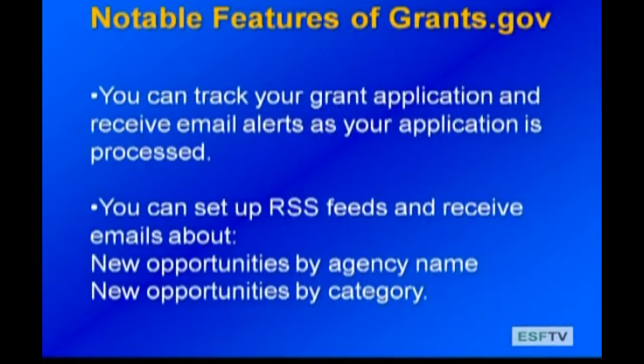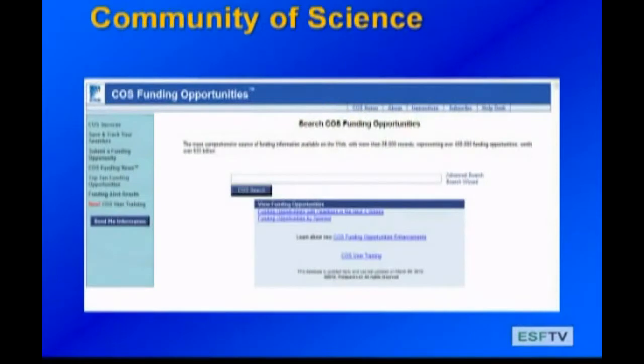Another neat feature of grants.gov is that you can set up what are called RSS feeds so that you can be automatically emailed when there's new opportunities by an agency name or by a category. And this is something that you would set up. You would go to grants.gov, do an initial search, and then you'd set it up so every time there's new information, new grants added to your search criteria, you'll be automatically emailed. So you don't have to keep going back into grants.gov. You'll automatically get those email messages. Really nice feature. We're going to talk about our last grant database, Community of Science, COS for short.